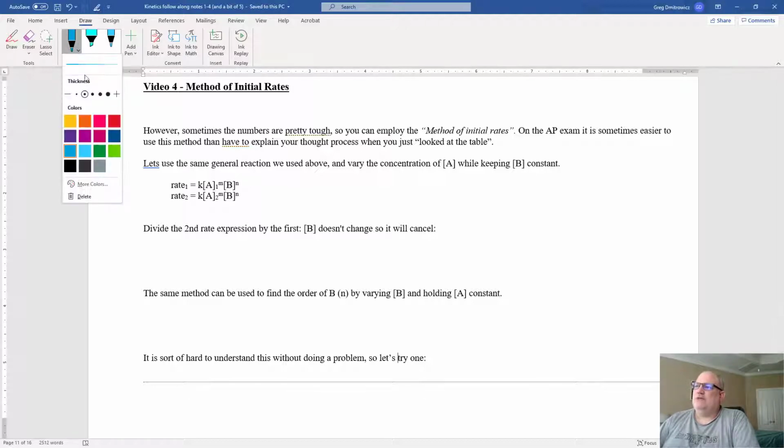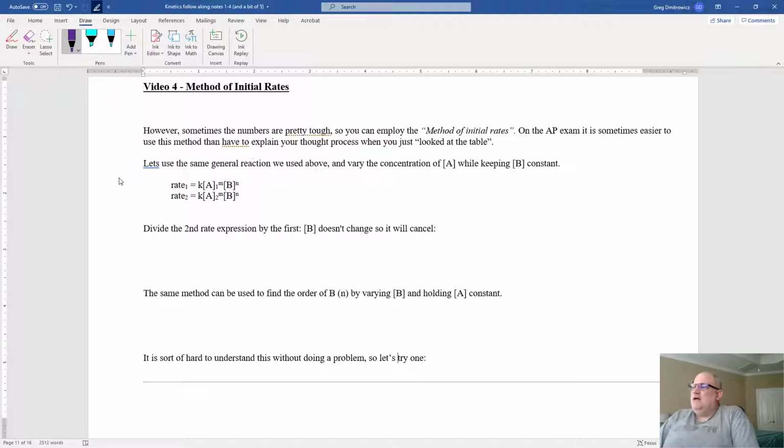Let's just pretend that we have two different rate expressions, rate 1 and rate 2. Let's say we had a table, and in that table we had a bunch of different rates: 1, 2, 3. If you remember before, the concentrations were in the first two columns. So it'd be the concentration of A right here, here we have the concentration of B, and then over here on the end, we have the rate.